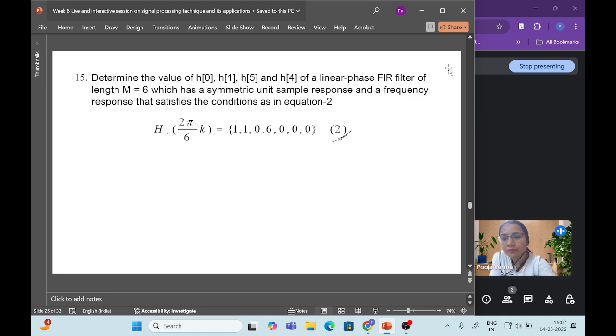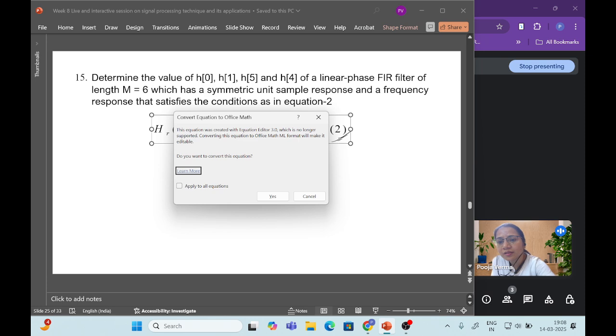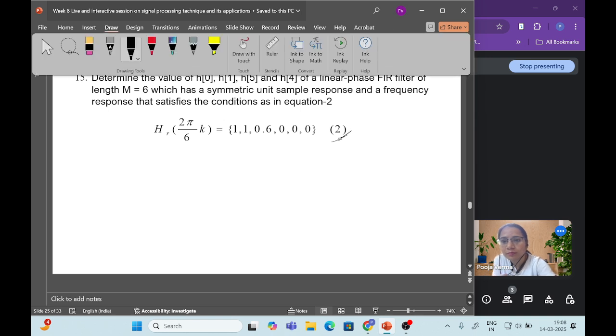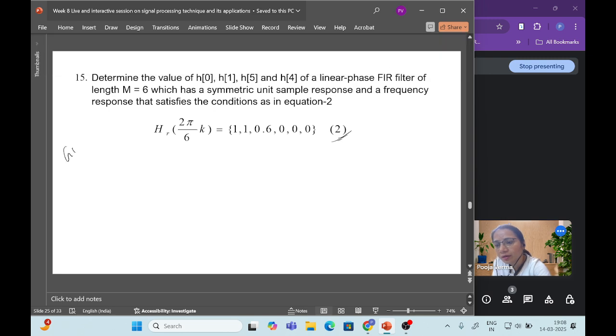Okay, so let's solve this problem. Here, m is given as 6, and h_r is given as this function.